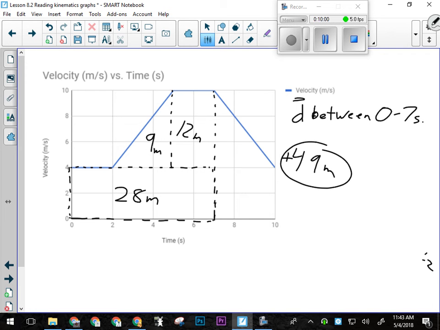All right, if I asked you to calculate the displacement over the whole trip, then you just have to add on this triangle and this rectangle underneath. All right. Any other questions on how we did that one?